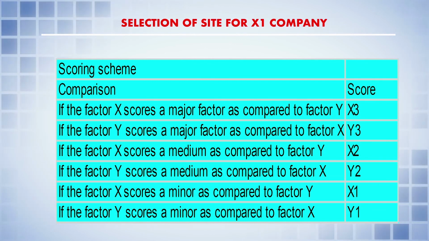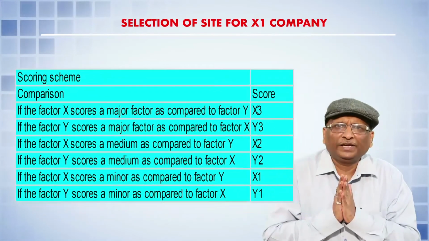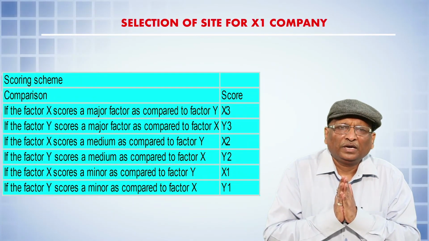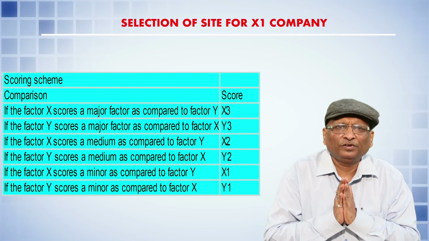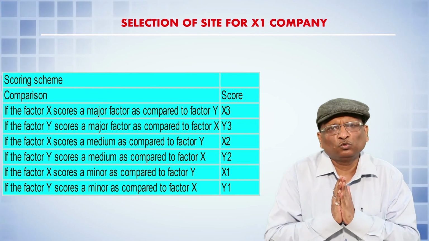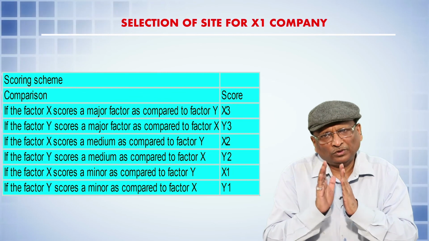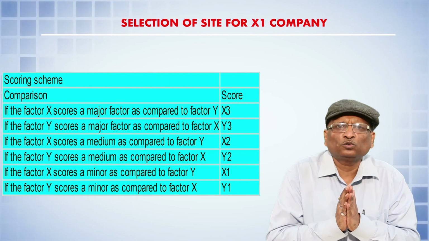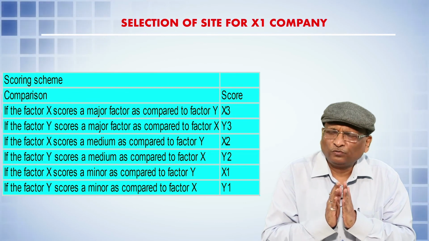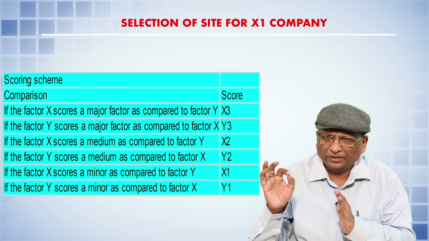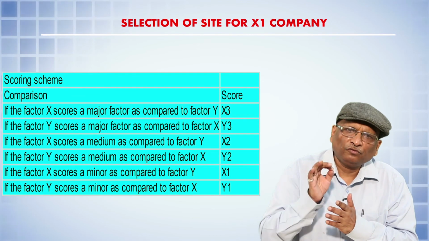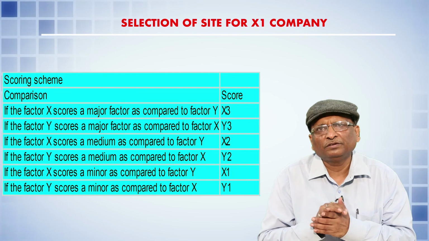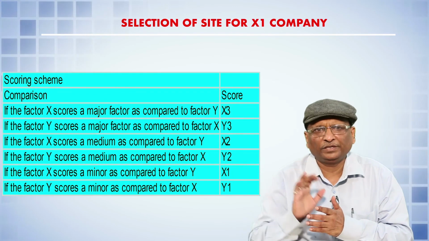Now, this is a very important table, and you can see that we have made 3 scales: 1, 2, 3. Now, we are comparing 2 factors x and y. In the selection of a site for company X1, under this technique, we try to compare 2 factors on the scale of 1 to 3, and if factor x scores as a major factor compared to factor y, we give the score x3. If y scores as a major factor compared to x, we give the score y3.